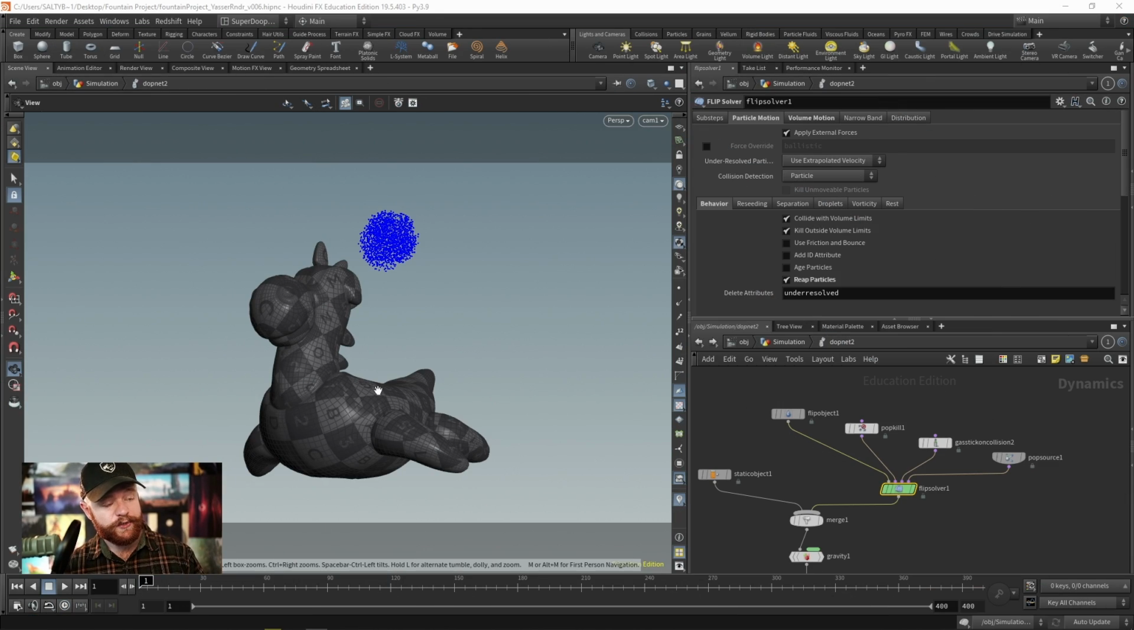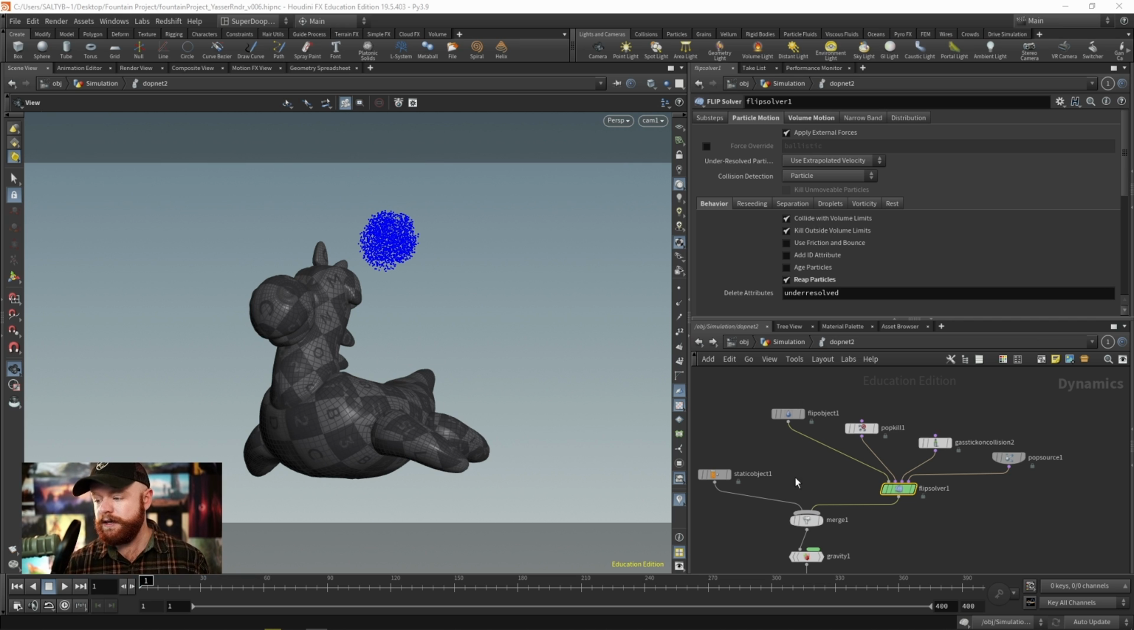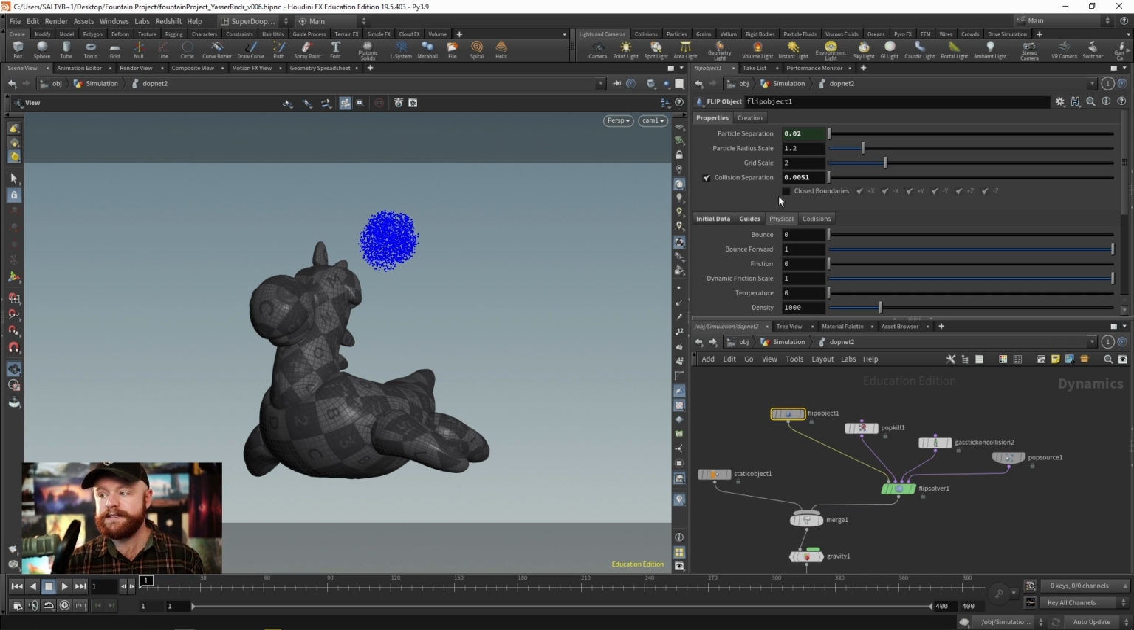But one thing I like to do is turn on the bounce as well as the friction attributes or the friction physical properties on the particles. Because by default, a flip simulation does not use bounce or friction, so you have to turn those on manually. To do that, we can go to the flip solver, particle motion, behavior, and say use friction and bounce. And then to adjust that friction and bounce, we go to our flip object, properties, physical. We then go to our bounce and we can turn this up to, let's say, 0.5. Or if we want dynamic friction or friction, we can adjust that here as well.